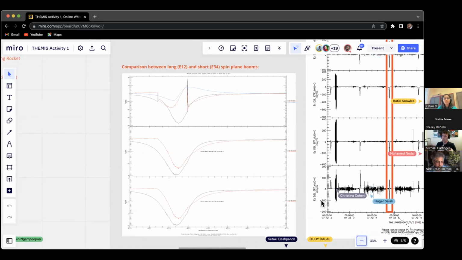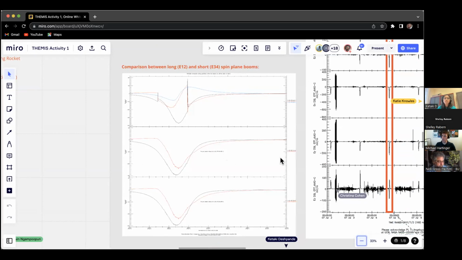So the first thing is to figure out, okay, am I actually looking at the measured spin axis electric field, or am I getting a derived estimate of that electric field using the spin plane booms and the magnetic field measurement? So that's one reason you might not, because what was in the instrument paper for, I think, E56, which is the spin axis measurement, was actually the measured electric field from the spin axis boom.